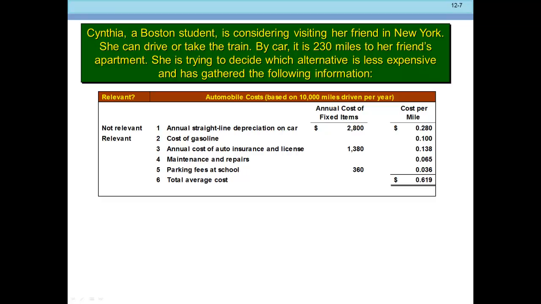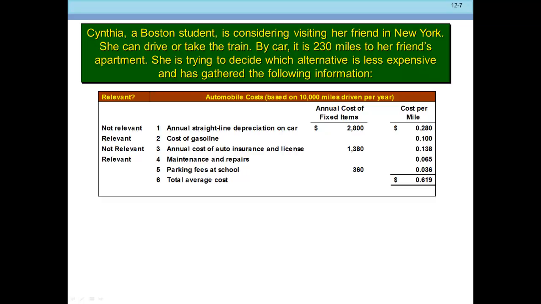And what about the annual cost of auto insurance and the license? Relevant or not? Those have to be not relevant, because she is going to have those whether she takes the train or drives. And the maintenance and repair cost? Remember, this is an annual amount based on the mileage that she drives. In that case, they would have to be relevant. The more miles driven, the higher the maintenance cost.